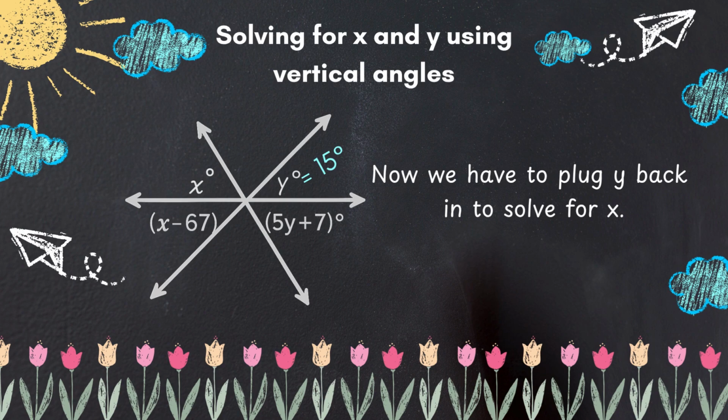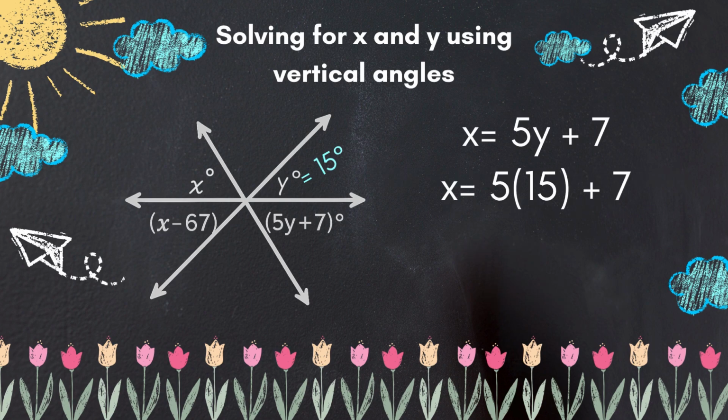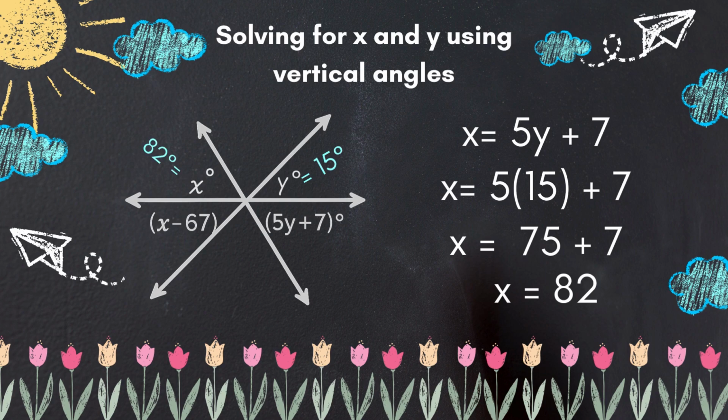So now we have to plug y back in to solve for x. We see that x equals 5y plus 7. So when we plug in y, it comes out to x equals 5 times 15 plus 7. 5 times 15 equals 75. 75 plus 7 equals 82. So now we know that x equals 82.